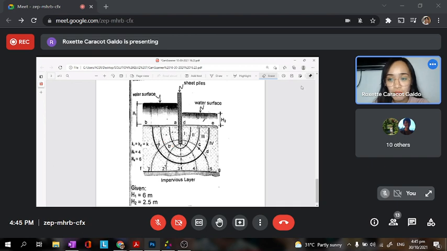So if we consider this point A, upon the water reaching point A, if you insert a piezometer there, we can measure the pressure through the height of the water in the piezometer. So for point A, we have here the solution.